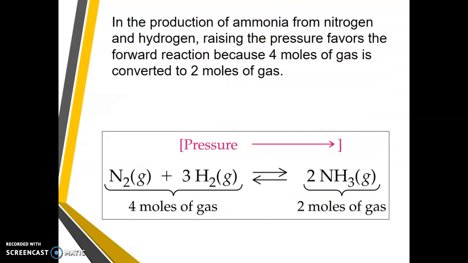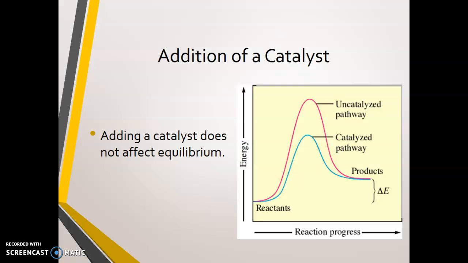In the production of ammonia from nitrogen and hydrogen, raising the pressure favors the forward reaction because there are 4 moles in the reactants, 1 mole of nitrogen and 3 moles of hydrogen, and in the products there are only 2 moles of gas. So that's shifting in the direction with fewer gas molecules.